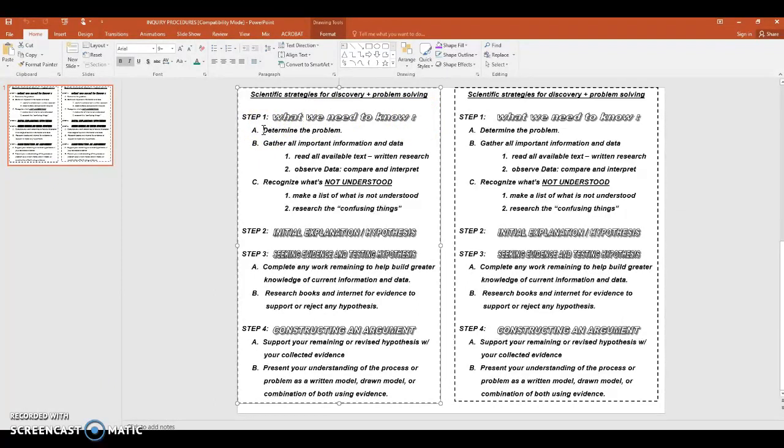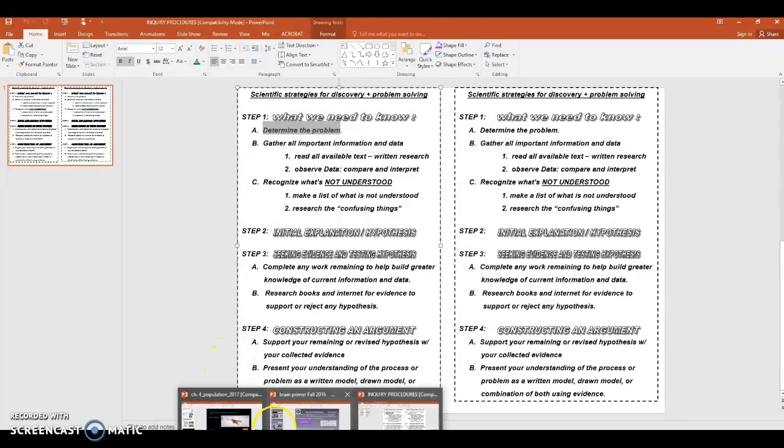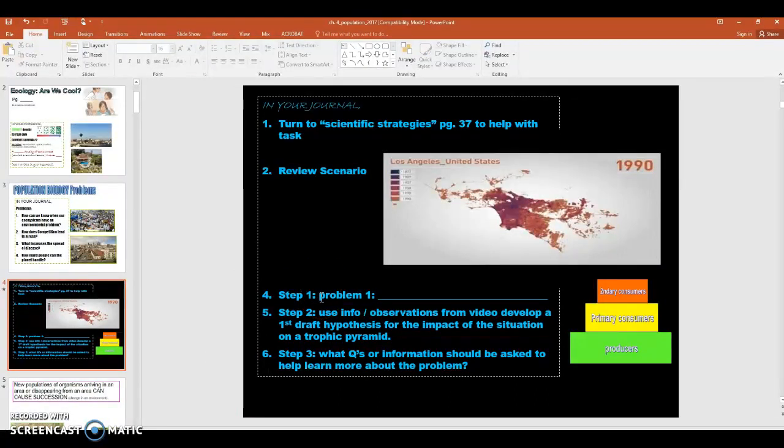Step 1 of any great discovery or problem-solving activity always starts with a problem. That's why we use it every time we investigate a new section of biology. Determine the problem. So our step 1 task, using the scientific strategies on page 37, is coming up with a problem. This means that based on you seeing population growing in this LA area from 1877 to 2000, what's a question you would ask yourself based on that pattern? What's a question you could ask yourself that you think is interesting to you based on that population growth?